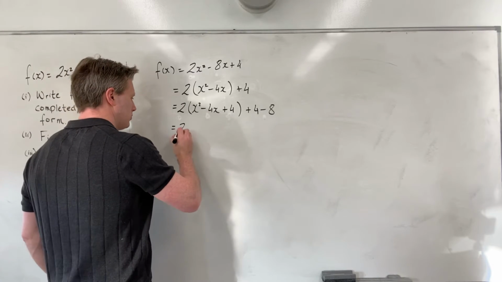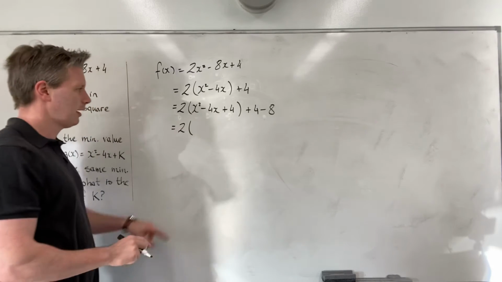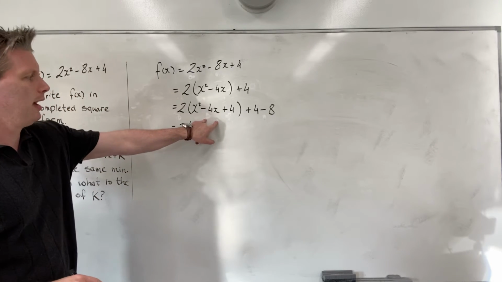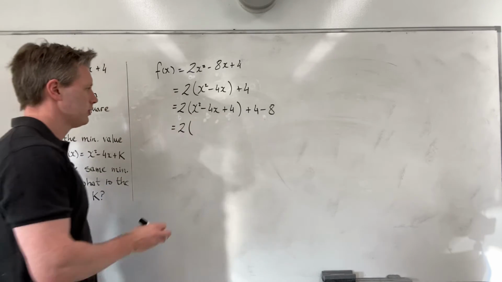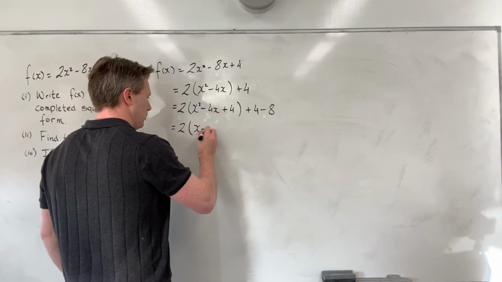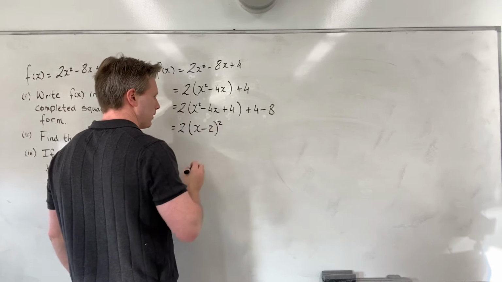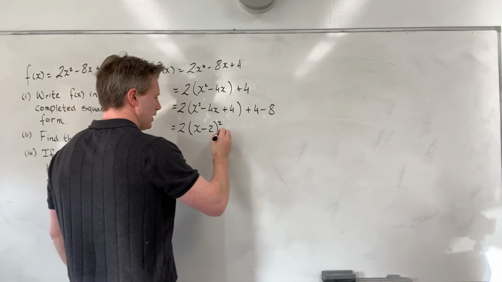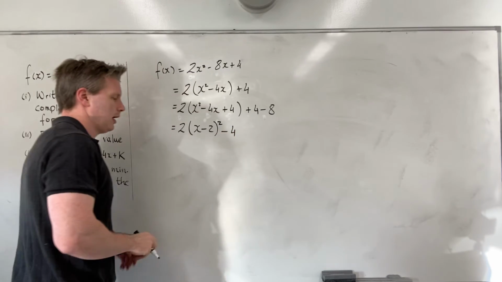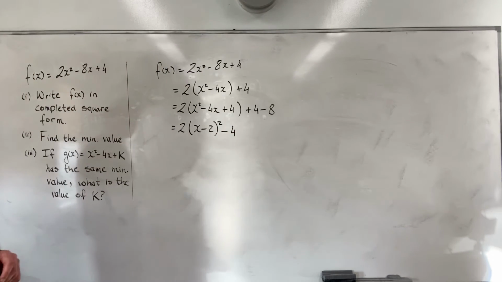That gives me 2 on, inside the parentheses, I have a perfect square trinomial. X squared minus 4x plus 4 is really just x minus 2 squared. Plus 4 minus 8 is minus 4. And that's it. I've completed the square.